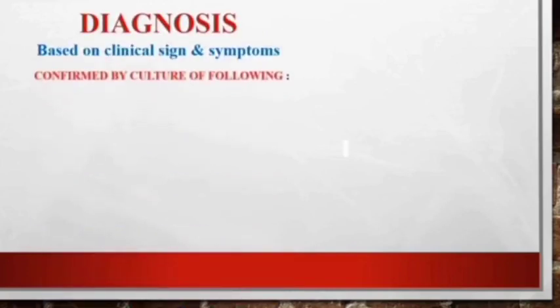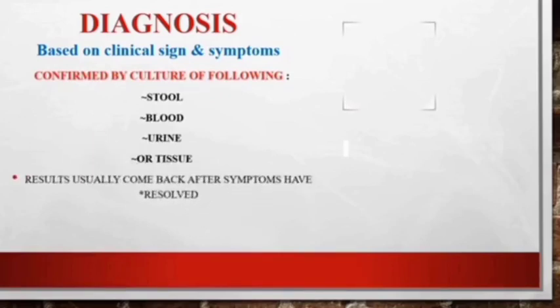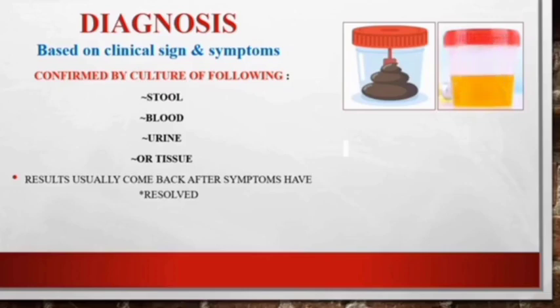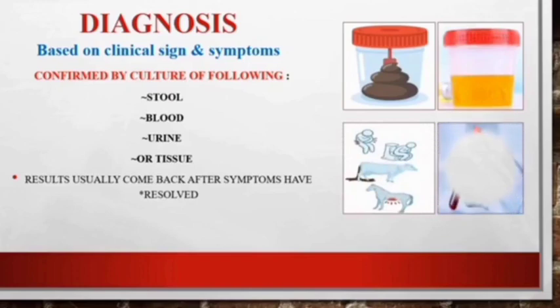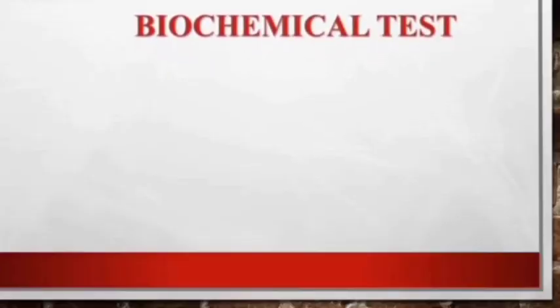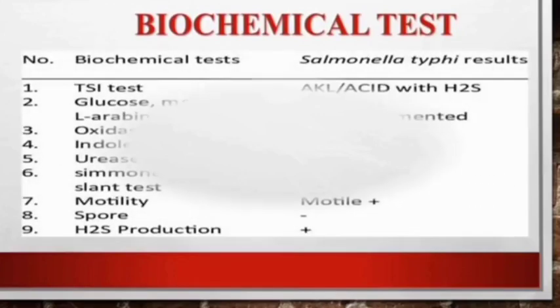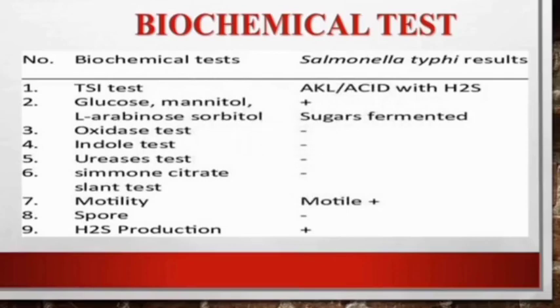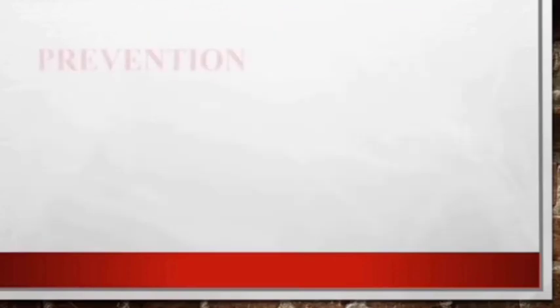Now, diagnosis. It is done on the basis of clinical signs and symptoms that can be easily confirmed by culture method. We have to culture stool, blood, urine, or tissue, so the final result can be achieved easily. These are some of the samples through which we can easily diagnose Salmonella. Biochemical tests. There are some biochemical tests mentioned in the picture, like TSI test, glucose test, oxidase test, indole test.